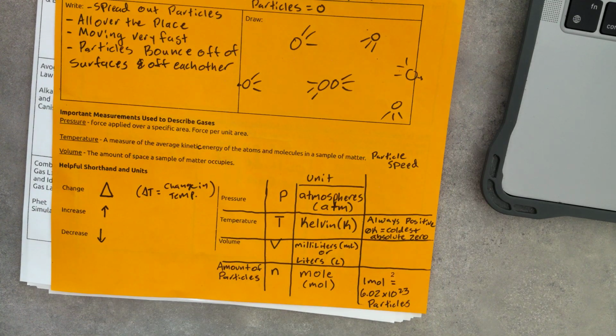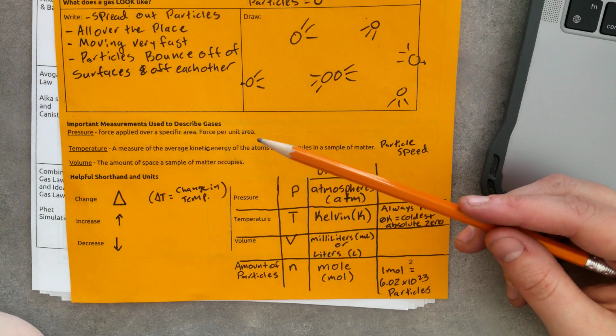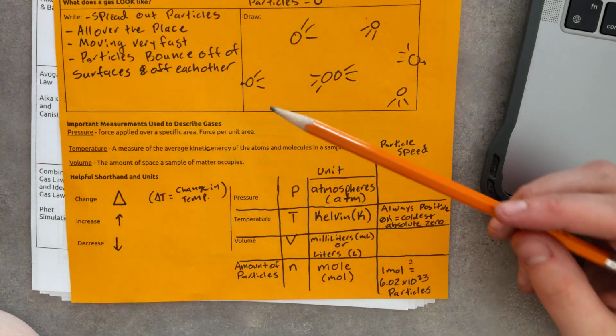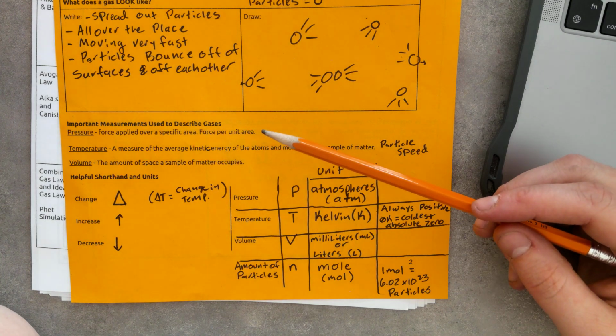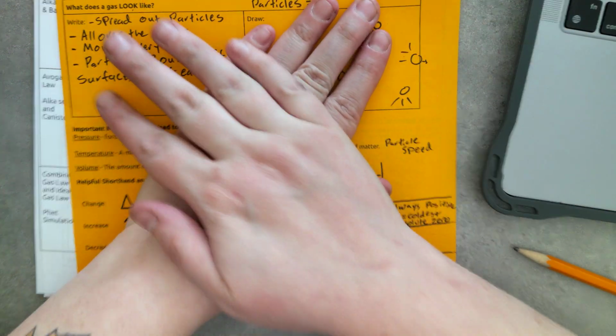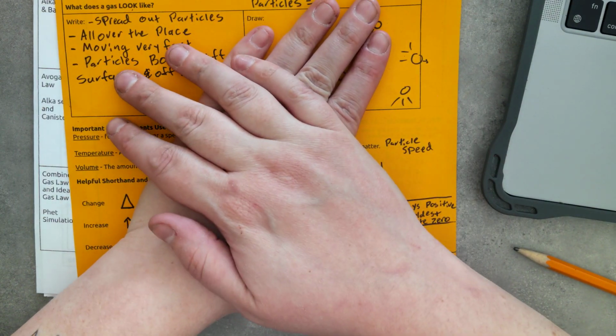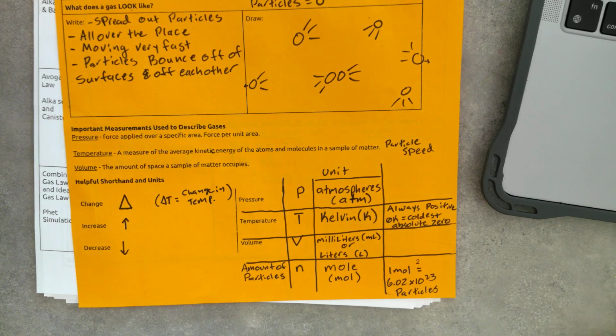Now we have a couple terms we need to talk about. Our first term is pressure. Pressure is the force applied to the surface of an area. So I can press down on this table. I am applying a force. I am applying pressure to the table.